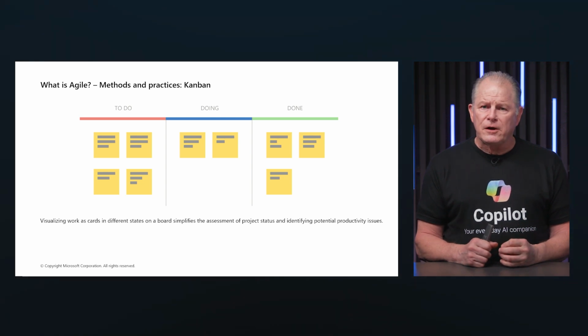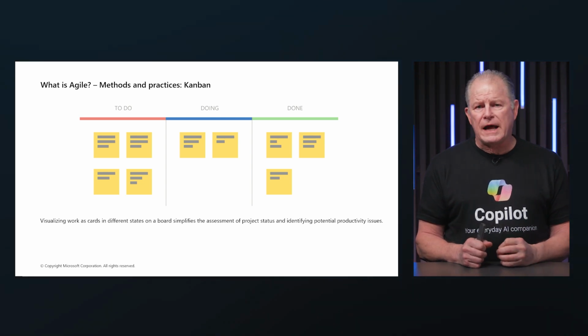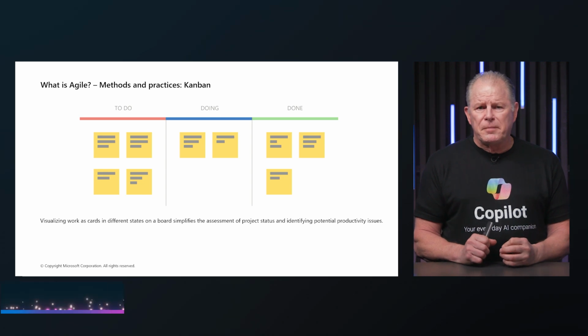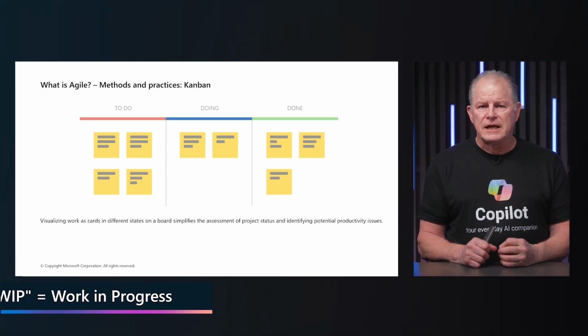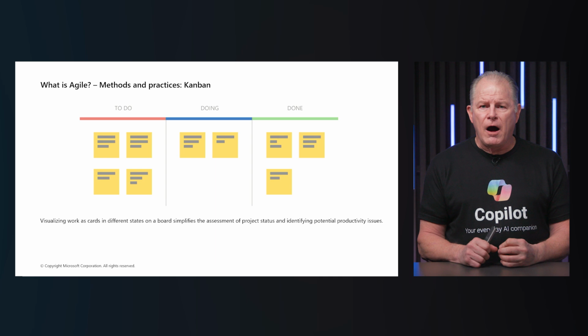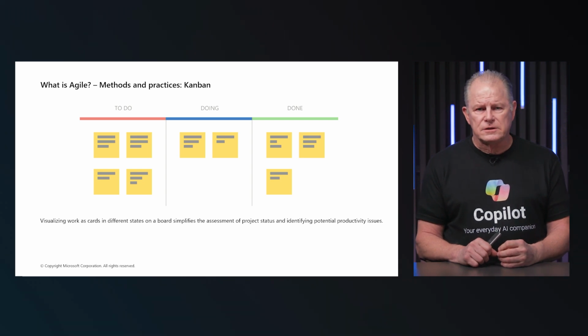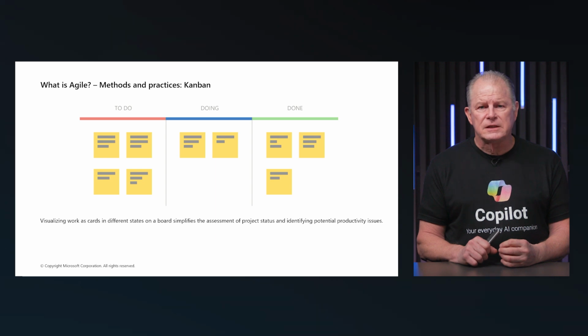Tasks are represented by cards that move across the board as they progress. By setting WIP limits, teams can prevent bottlenecks and ensure a smooth flow of work. Monitoring the flow of tasks helps identify areas of improvement and optimize the process. Clearly defined policies and guidelines ensure everyone understands how work is managed. Regular reviews and feedback sessions help teams continuously improve their process.